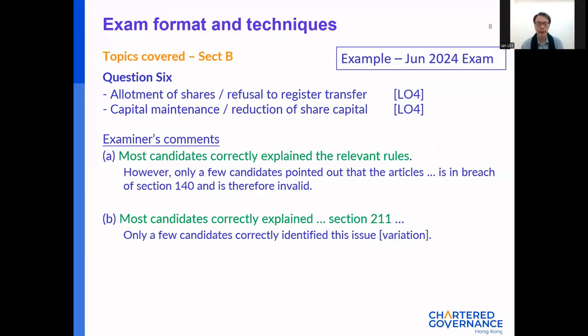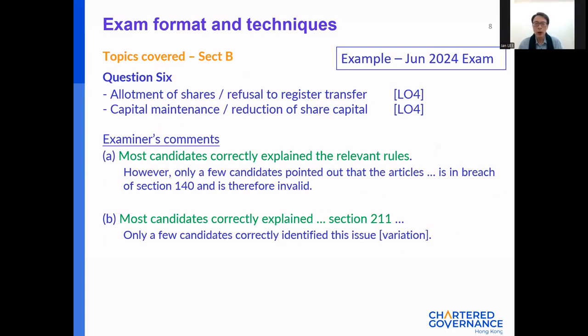So, examiner's comments. What I have done is extract the relevant part rather than copy and paste the whole passage, all the paragraphs, because I think it's too much. So it should be easier to read using these extracted point forms. The good news for part A, most candidates correctly explain the relevant rules. So you can see the rules for allotment of shares, rules for refusal to register transfer, they all did well.